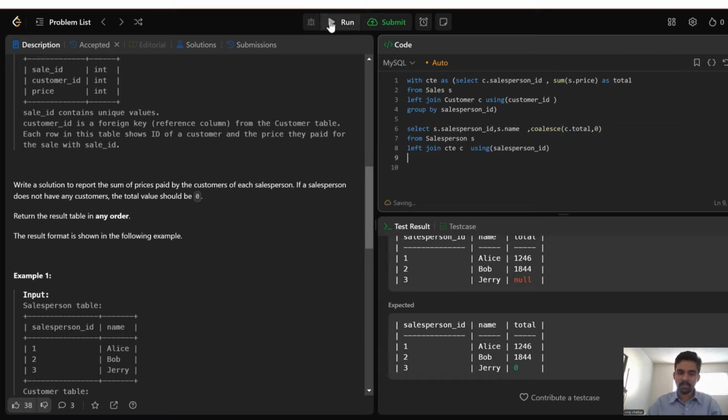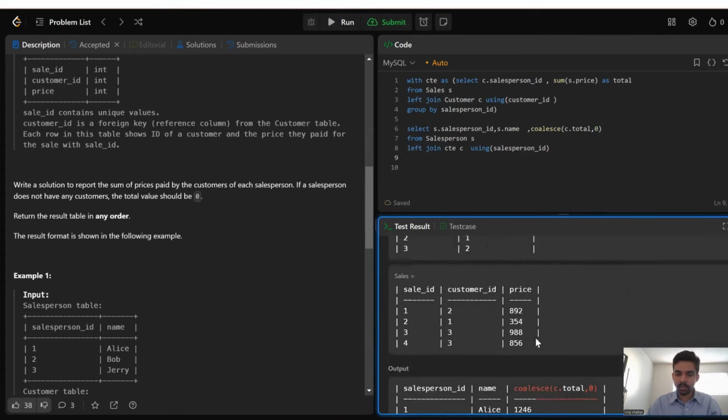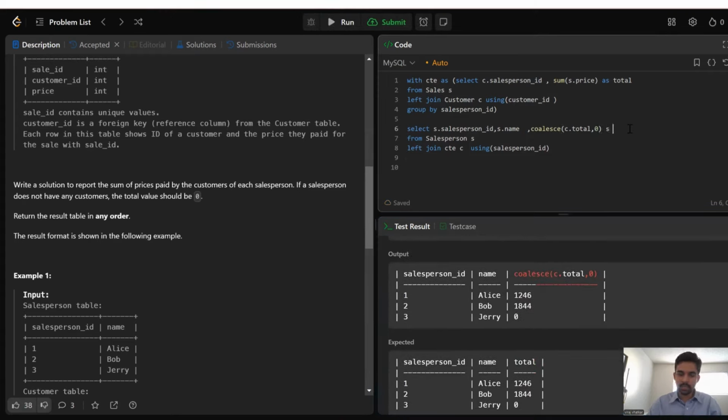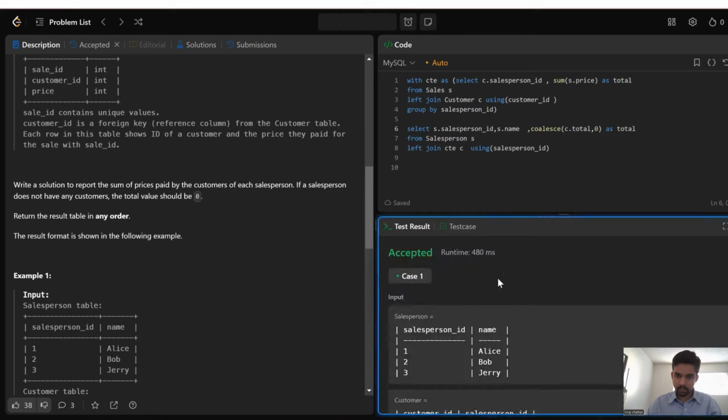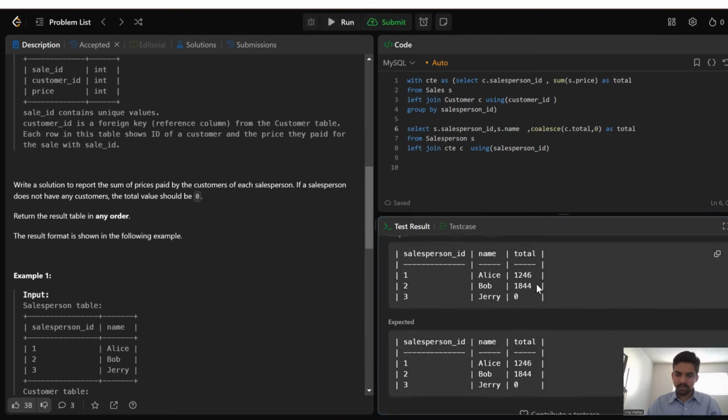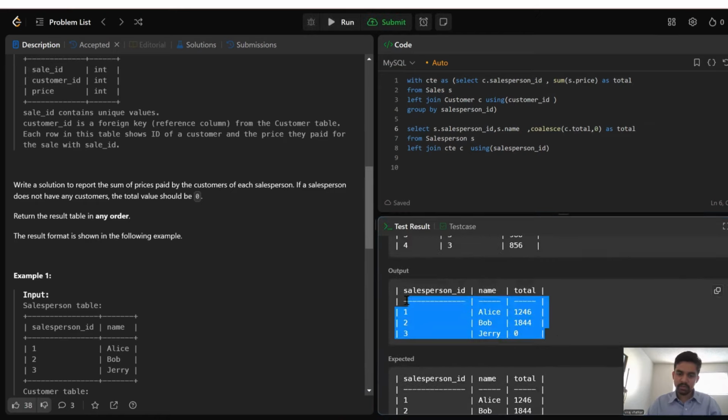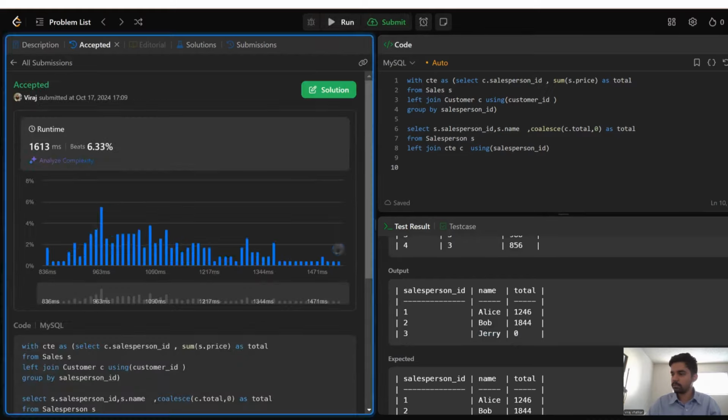I guess it must be working. Sorry, name it as total. Yeah, perfect. So you could see that salesperson name, total 0. So that's how you do it and submit. Yeah, perfect. So that's it for today.